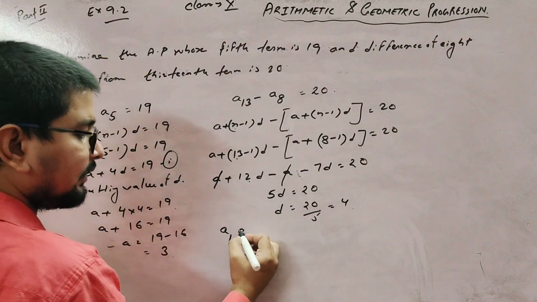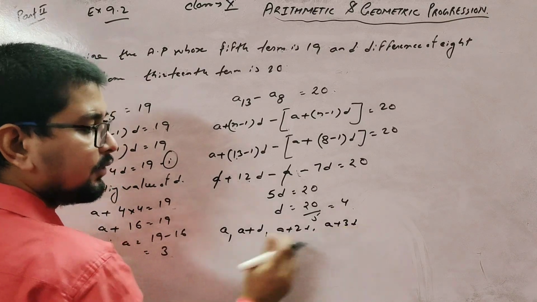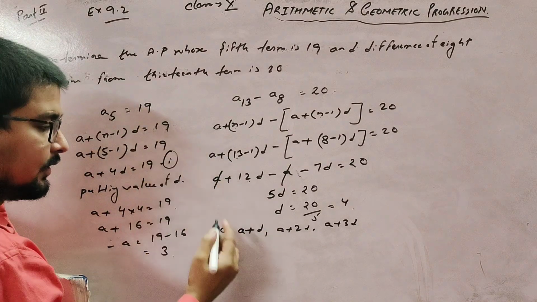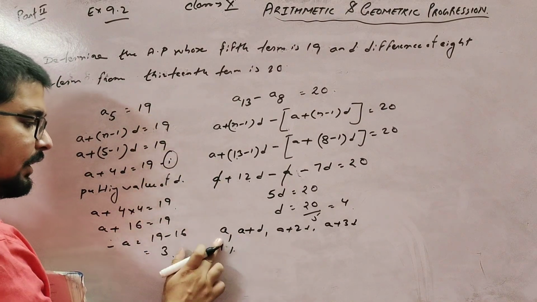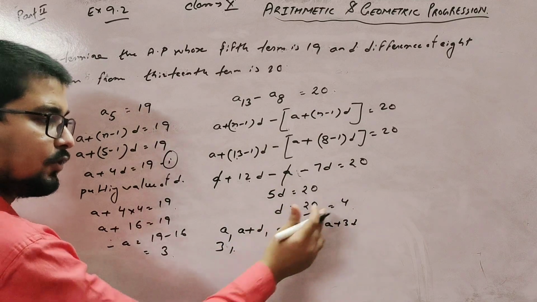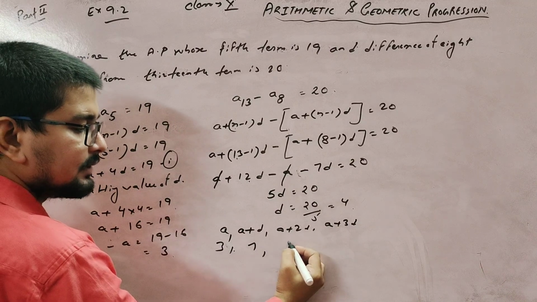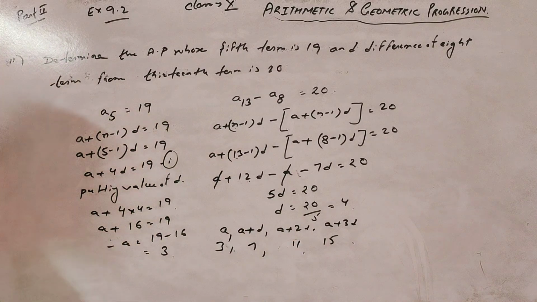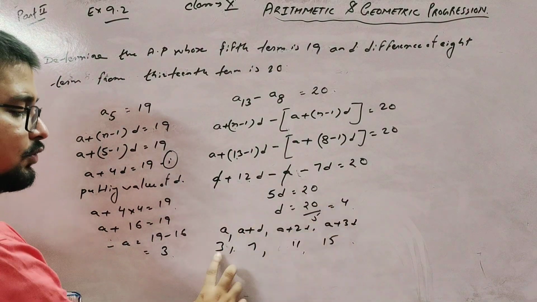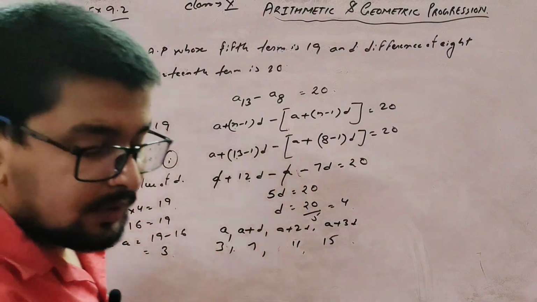We know how to write the AP: A, A plus D, A plus 2D, A plus 3D. This is the pattern to write the AP series. So A is 3 and the difference is positive 4. So 3 plus 4 is 7, 7 plus 4 is 11, 11 plus 4 is 15. So this is your AP. Okay, A is given now 3 and the difference is 4. So add 4, plus 4, plus 4: 3 plus 4 is 7, 7 plus 4 is 11, 11 plus 4 is 15.